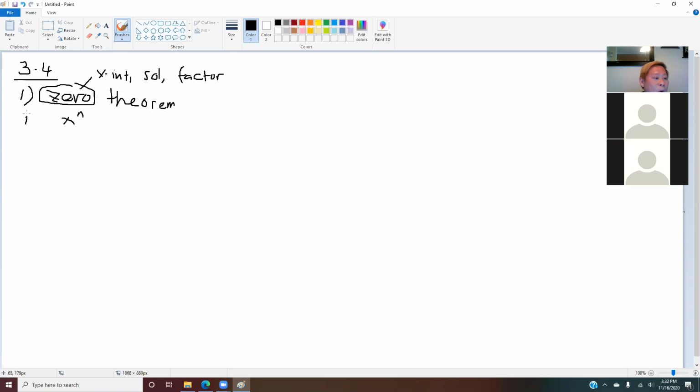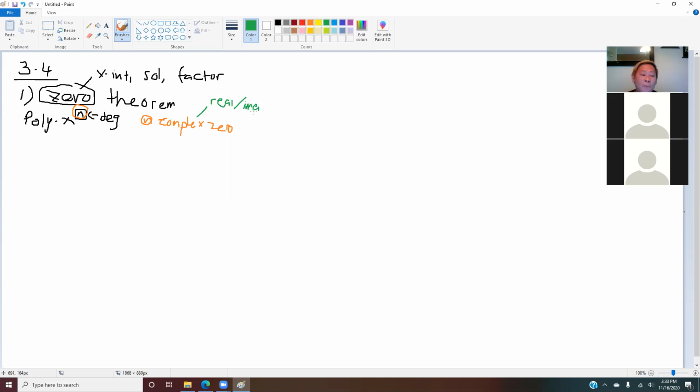The zero theorem says that if you have a polynomial, x to the n and so on, this is your degree. The zero theorem says that if n is your degree, then it has n complex zeros. What is very important is that if you have a power 3, you can have 3 complex zeros. When they say complex zero, a complex zero means it can be real and/or it can be imaginary.